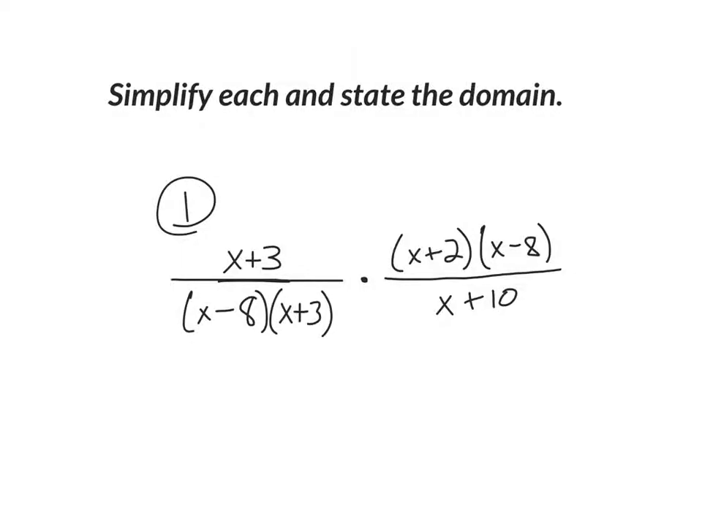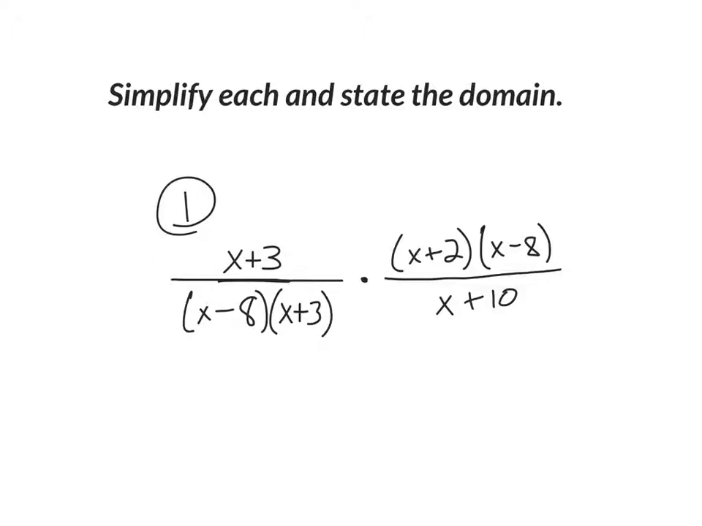This is section 8.4, and in 8.4, day 2, we're going to be multiplying rational expressions. So we're going to take two fractions, and we are going to multiply them. Here you can see the directions simply state, simplify each and state the domain. I've given you a problem to start out with where everything is already factored out, so you don't have any factoring to do on this first example.